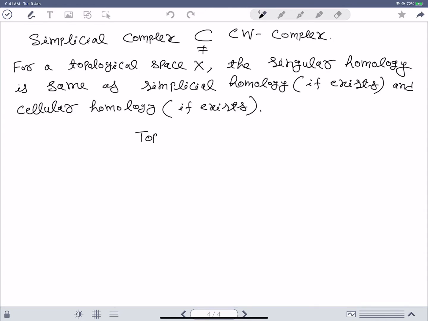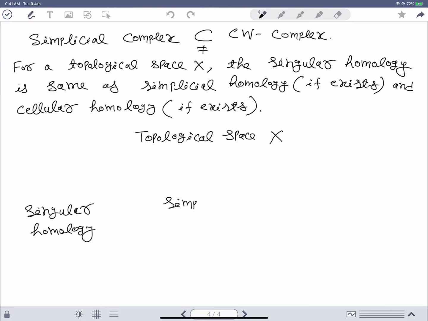That means if you have a topological space X, then we can compute the singular homology, we can compute the simplicial homology, and we can compute the cellular homology.